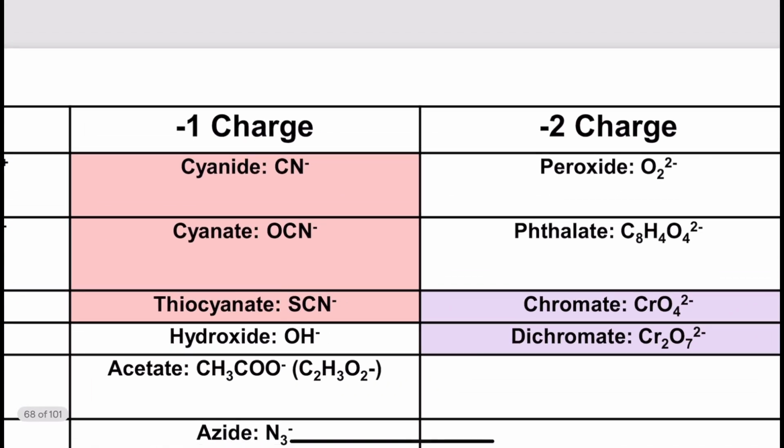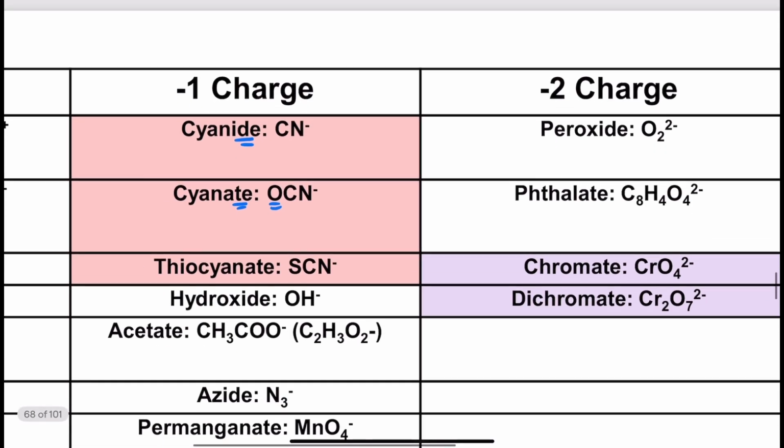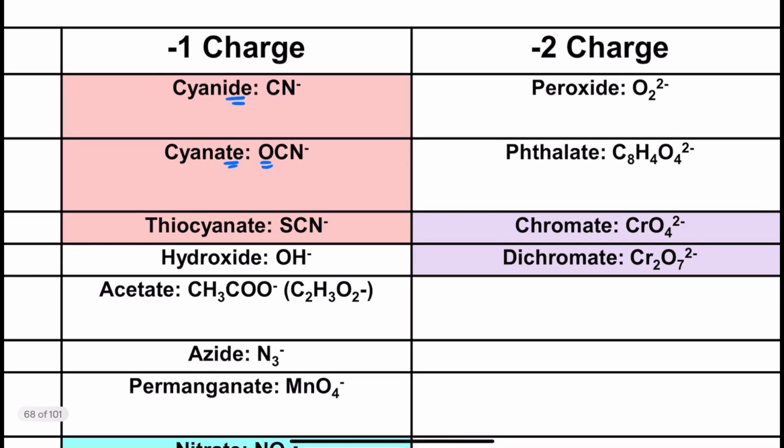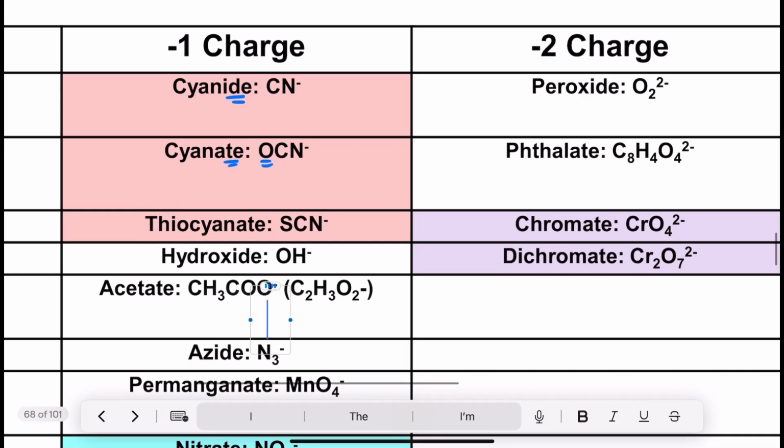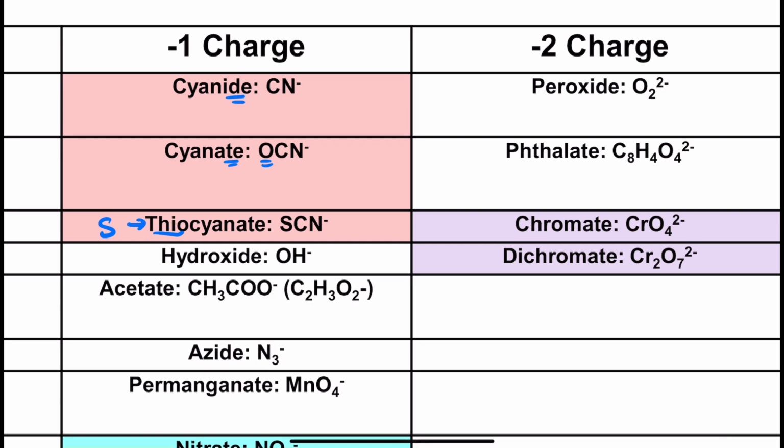Cyanide, CN minus. Notice cyanide versus cyanate. The difference is the ending. Ide to ate, I've added an oxygen here. So cyanide to cyanate has the same charge, but the CN minus has gained an oxygen atom in the compound as well. Thiocyanate, thio means sulfur. So I replaced the oxygen with a sulfur.